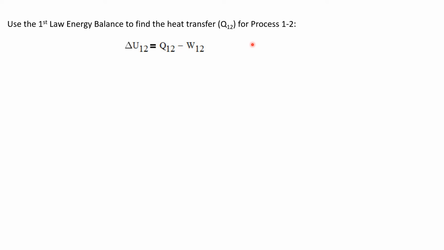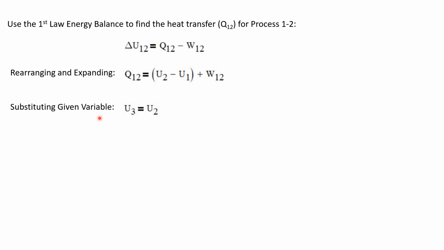So we can use an energy balance now to find the heat transfer for process 1, 2. We know that delta U for process 1, 2 is equal to Q for 1, 2 minus work for 1, 2. We can rearrange and expand this. We'll say that the heat transfer for process 1, 2 is equal to the internal energy at state 2 minus the internal energy at state 1 plus the work done by the process. But we know that U3 is equal to U2, so we can substitute that. And therefore, we get Q12 is U3 minus U1 plus work 1, 2.